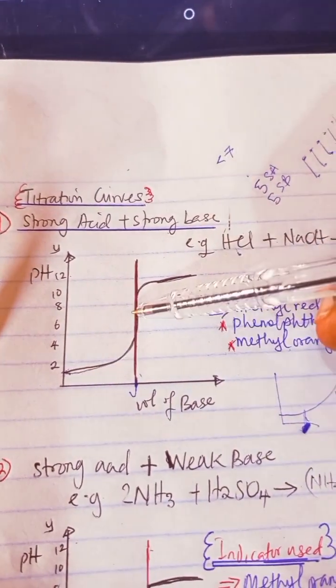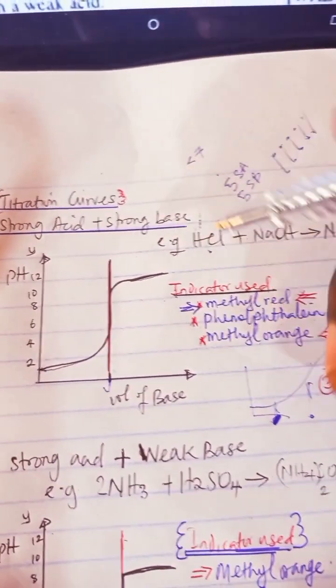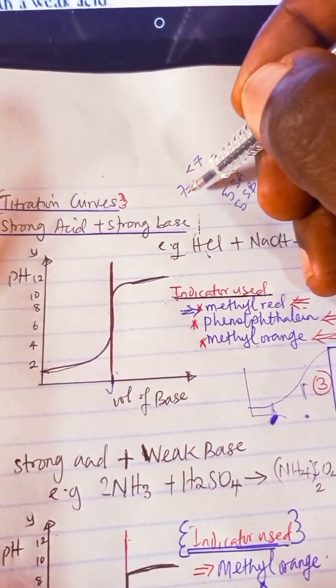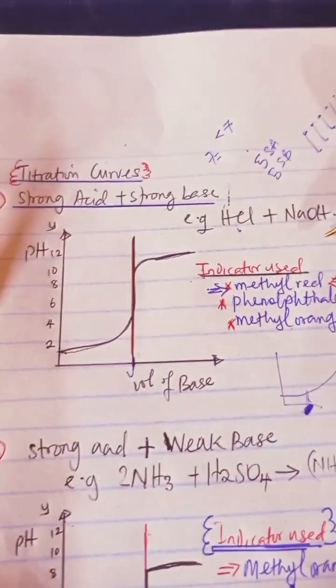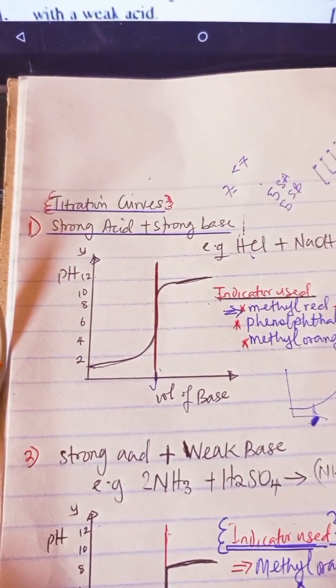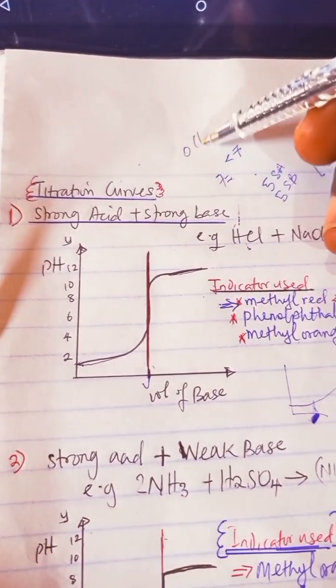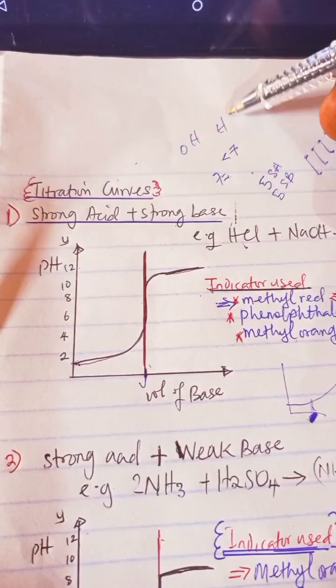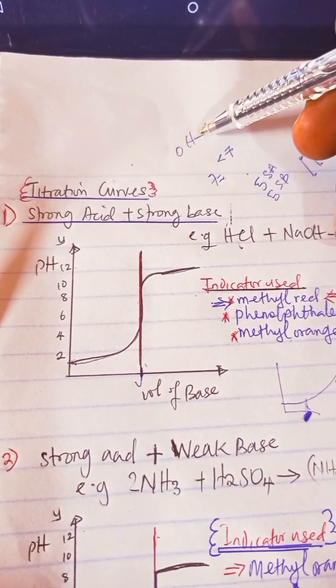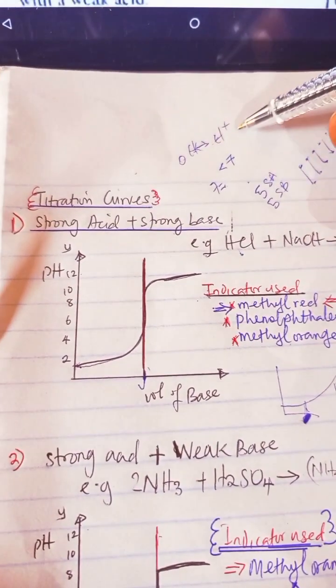It's supposed to stop at 7. Strong acid, strong base, the two of them are equal, so you should stop at about 7, neutral. But because you cannot get that exact 7, any small thing you add after that will make it spike, because the OH- and the H+ are equal at the equivalence point. The two of them are equal, they have the same strength.